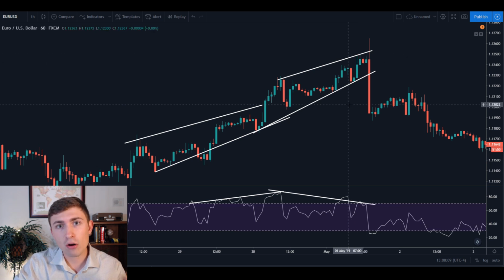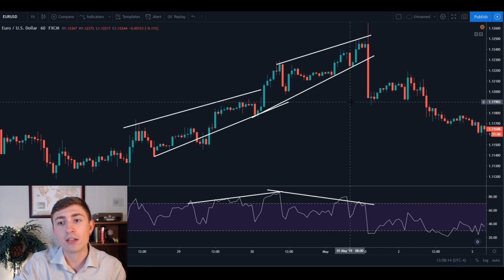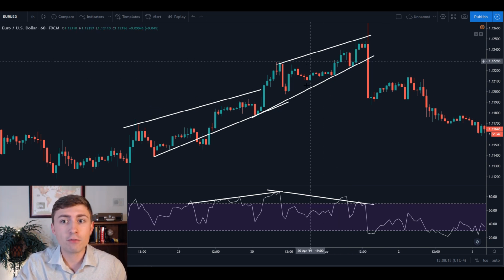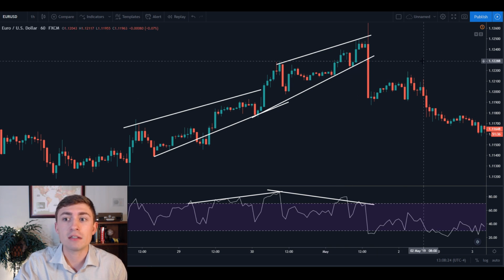So tying RSI divergence with some sort of technical setup that you like could be a really good way to improve your edge and improve your entries if you're going to be trying to trade reversals. This is always going to be not a simple thing to do, but an RSI divergence might give us a little bit of a heads up.